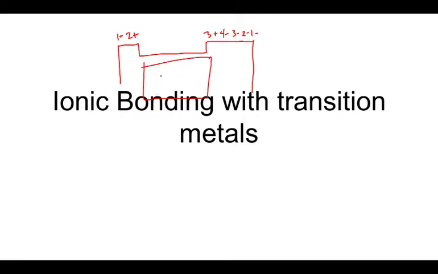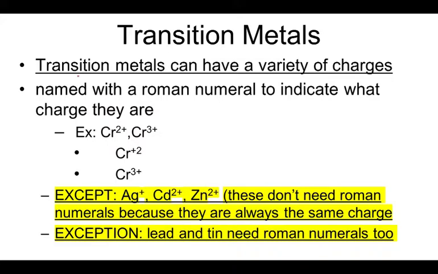And that's because these guys can form a variety of cations. They always make cations because they're metals, but they can have charges that range anywhere from +1 to +5, just kind of depending on how they feel. Some of them are always very specifically what they are, but for the most part, a lot of them can change. So here's our rules for naming with transition metals.